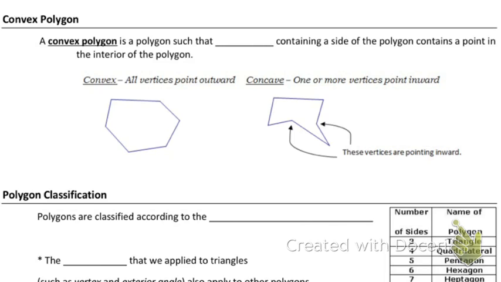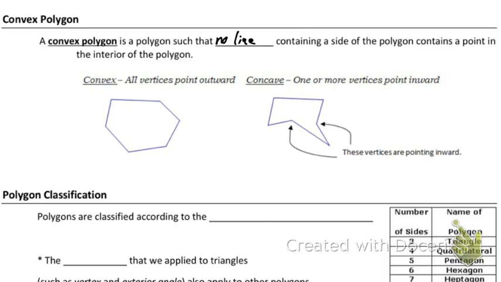All right, convex polygon. A convex polygon is basically the ones we're going to work with. And that is a polygon such that no line, let's go back to black, containing a side of the polygon contains a point in the interior of the polygon. So this is a convex. All of our vertices are pointed outwards. This is a concave. These vertices are pointed inwards, or point to the inside.